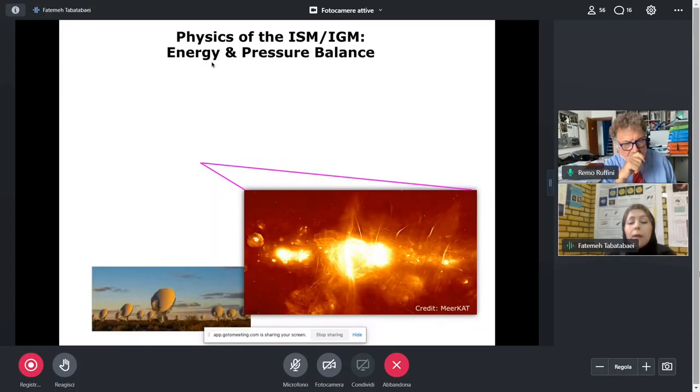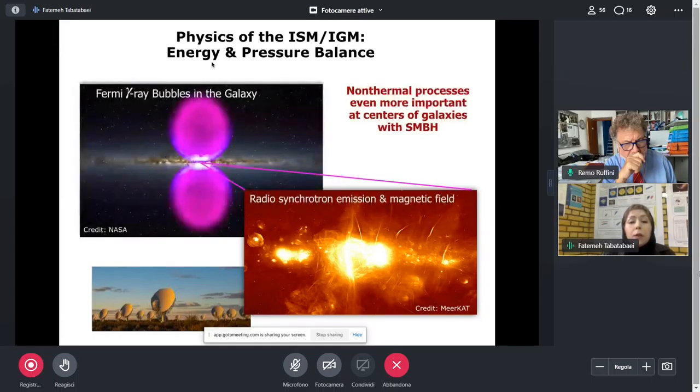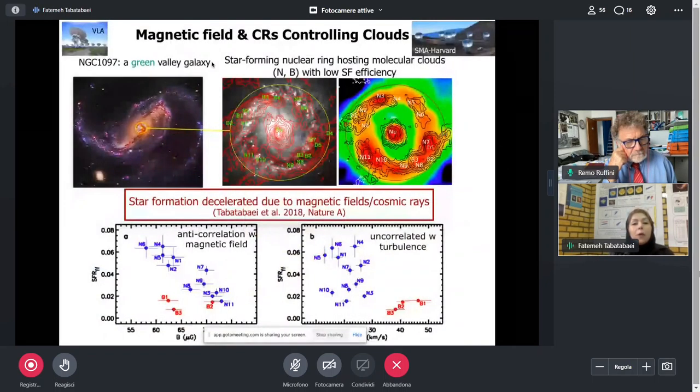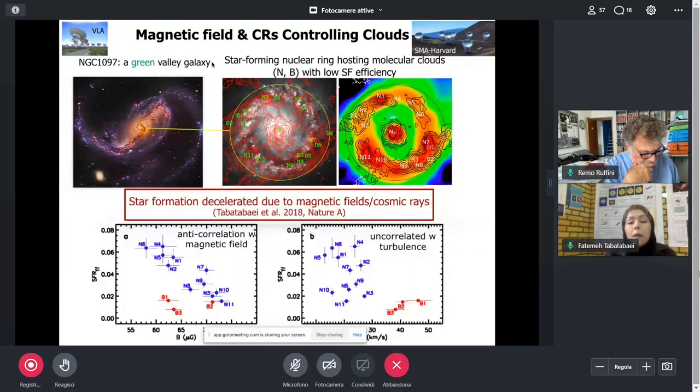If we have cool gas in the galaxy center, what does this non-thermal pressure do for the formation of these stars? So here you can see these Fermi bubbles. We have done research, which has been published in Nature Astronomy, showing that in the central kiloparsec region of NGC 1097, which hosts a supermassive black hole and also has lots of cold gas, these molecular clouds have very low star formation efficiency.